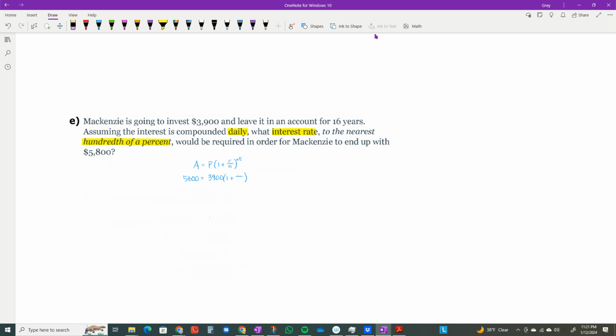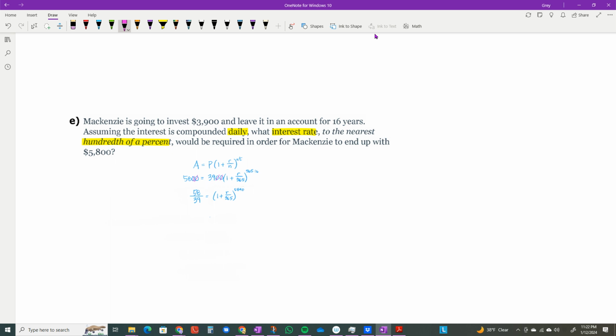This time we're looking for the interest rate. So that means I don't know what R is. N is daily. We've discussed that. Daily is 365. So we have 365 and T is 16 years. So that, remember I just talked about that. I've got a 0 and a 0 on both sides and another 0, 0 on both sides. So I'm going to get 58 over 39 is equal to, can't do anything with what's in the parentheses. So I've got 1 plus R over 365, and 365 times 16 is 5840.